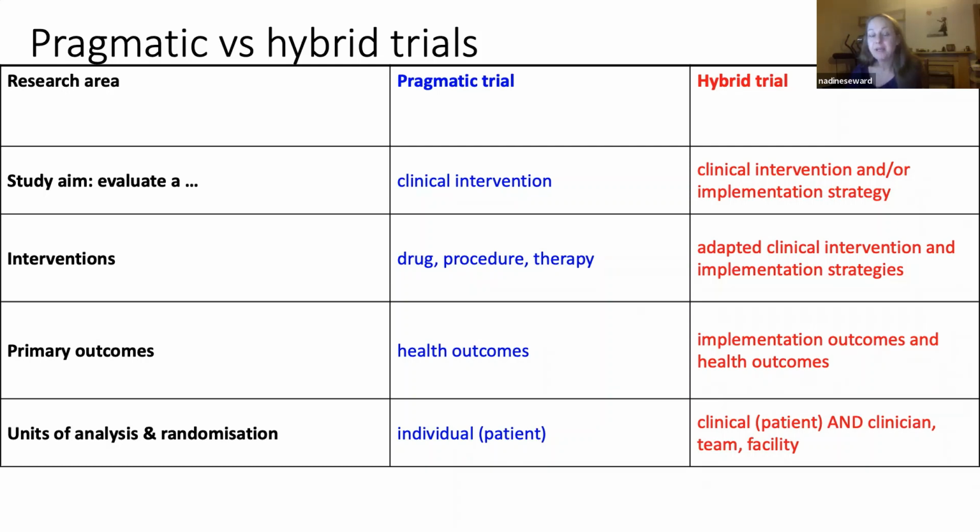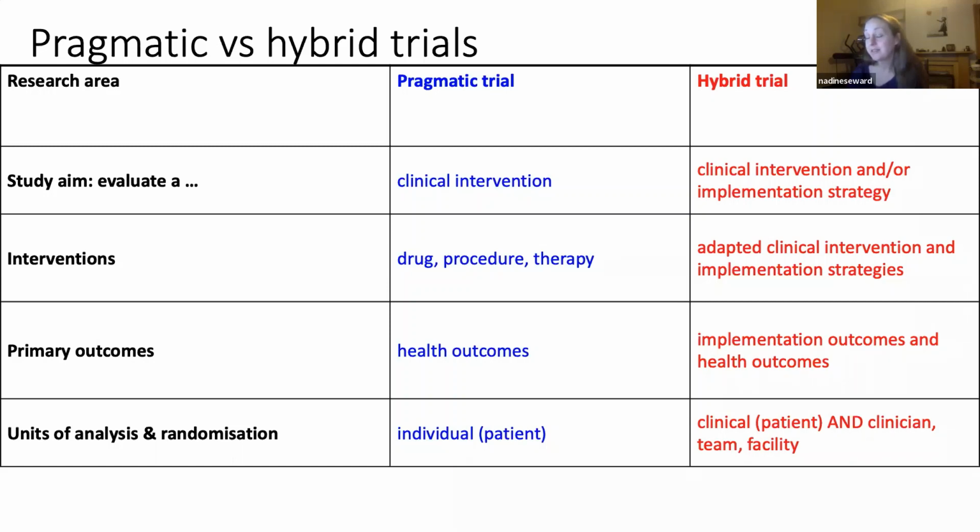So if we look at a pragmatic and a hybrid trial, a pragmatic trial will be a purely clinical intervention on a drug, procedure, or therapy. So it might be cognitive behavioral therapy, for instance, and understand if that is equivalent to behavioral activation therapy, or behavioral activation therapy equivalent to CBT. The primary outcome is health outcomes, and it's at the individual or patient level usually.